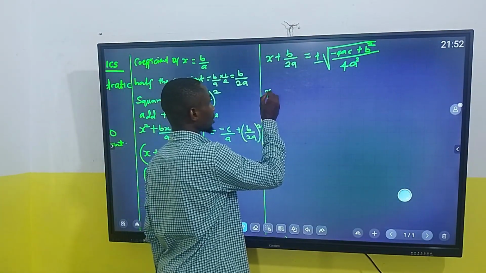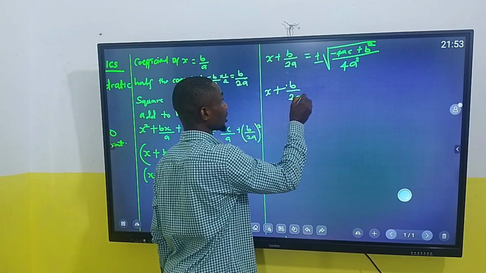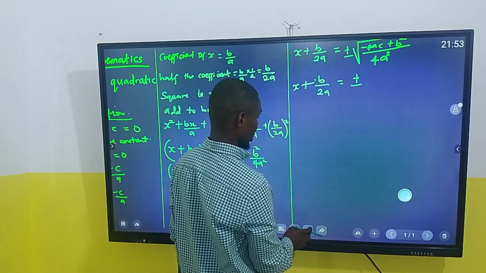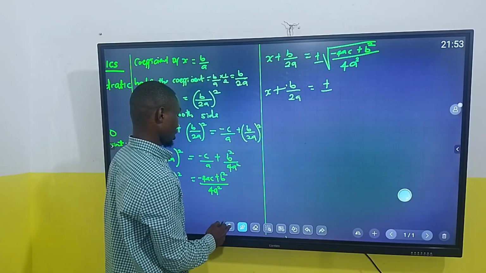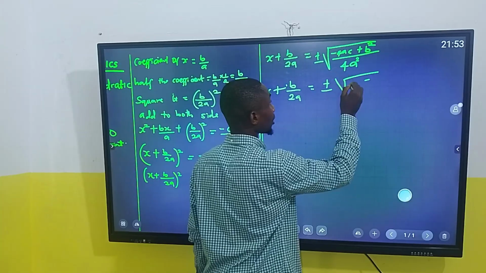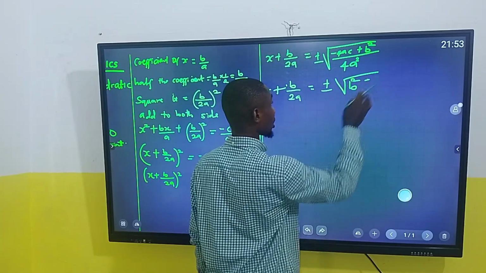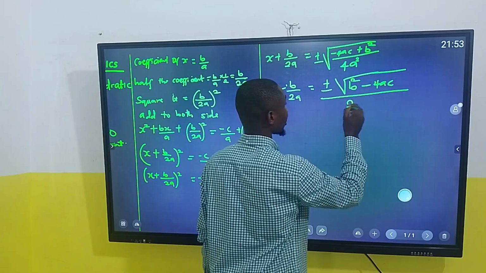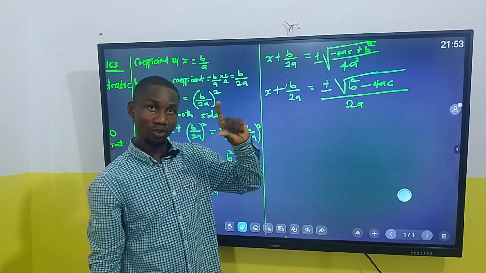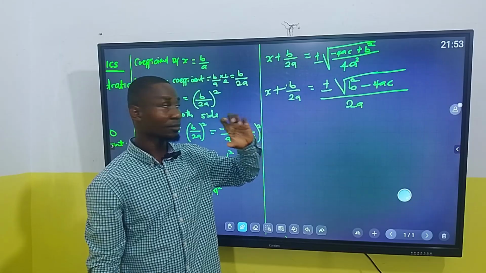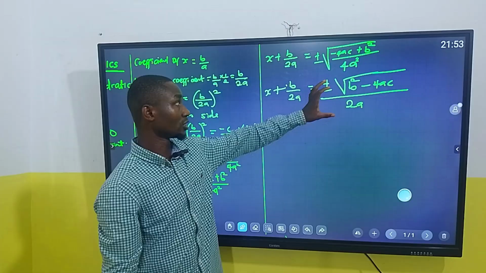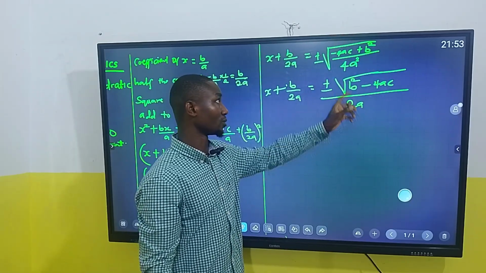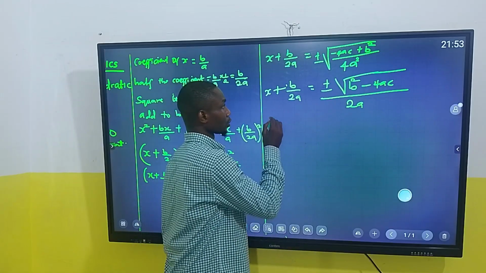So at this point, what do I have? I have s plus b over 2a is equal to, I can rearrange this to be b squared minus 4ac all over 4a squared. Take note of this. Whenever you have the square root of a fraction, you can take the square root of your numerator separately and also the square root of your denominator separately. So this is just what I did. The square root of my numerator, b squared minus 4ac, then the square root of my denominator 4a squared, which is what? 2a.